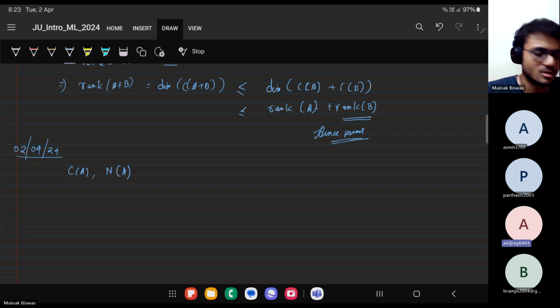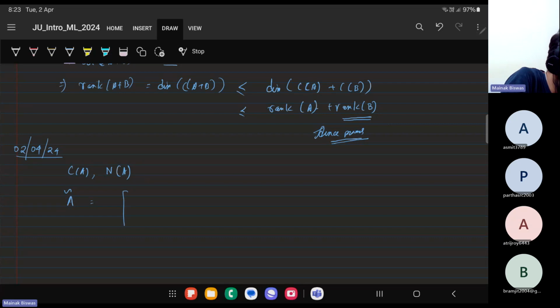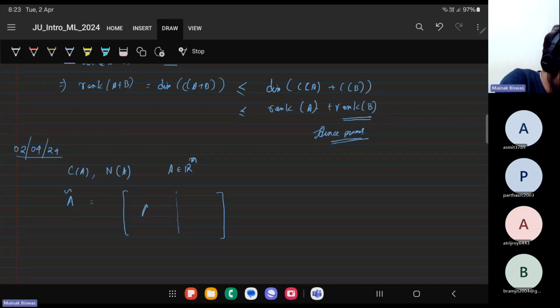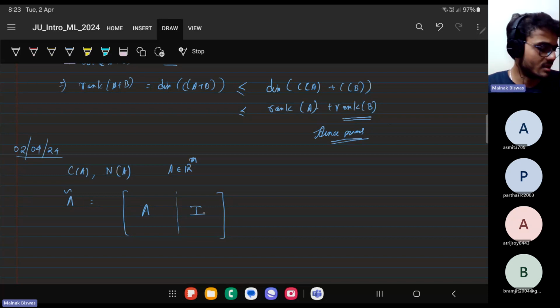We will write in that augmented form. I will write the augmented matrix. Okay, let me write. What will I write? A and I. If I write A and I, there's a problem. If I do elimination, I will only get the row space and null space of A transpose, isn't it?